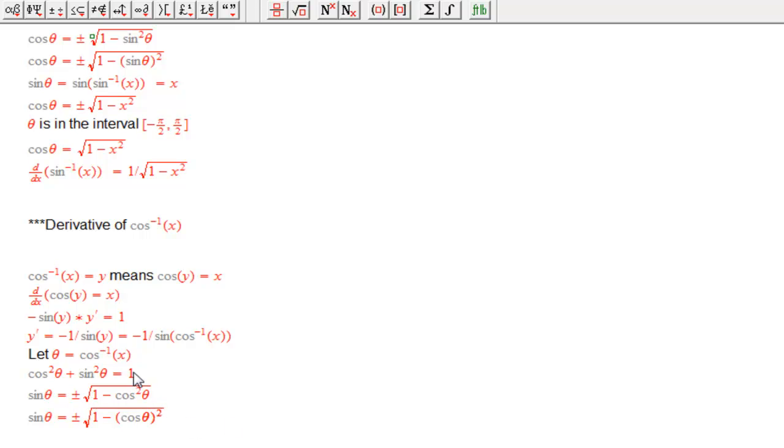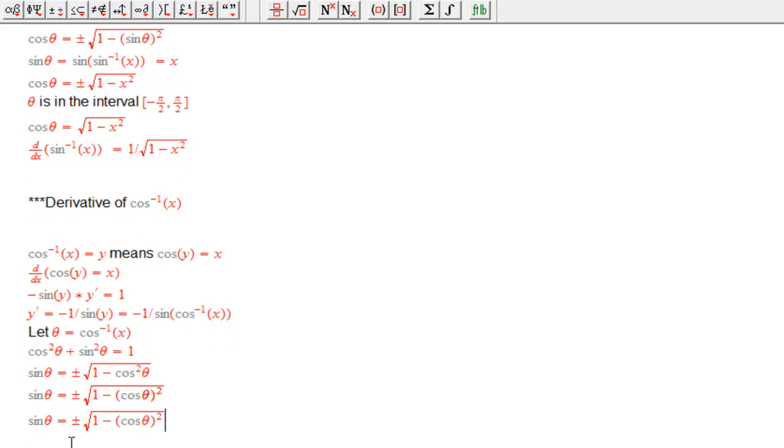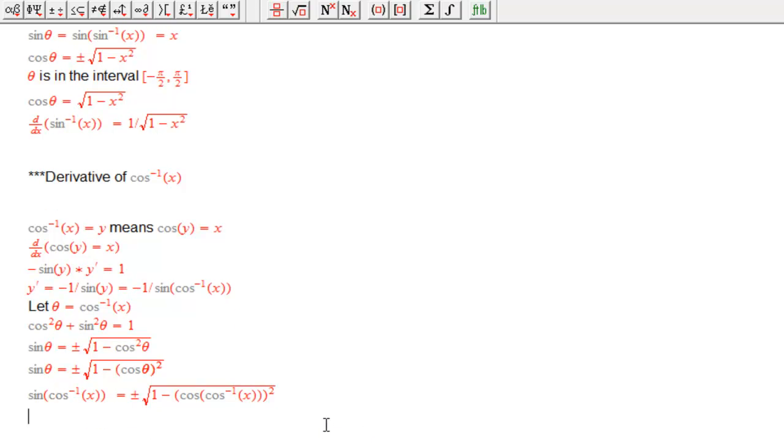Theta is inverse cosine of x. So I'm going to put that in there, and I'll put it in both places. So theta is inverse cosine of x. We'll need to put in parentheses here, and actually both places. Alright, now I've got inverse cosine of x.